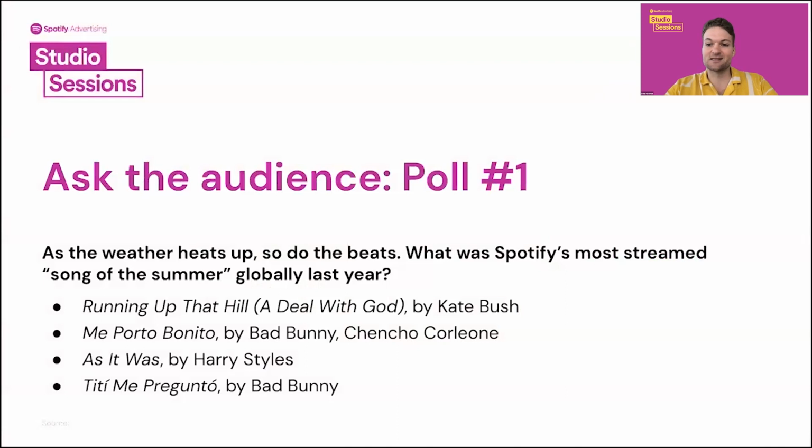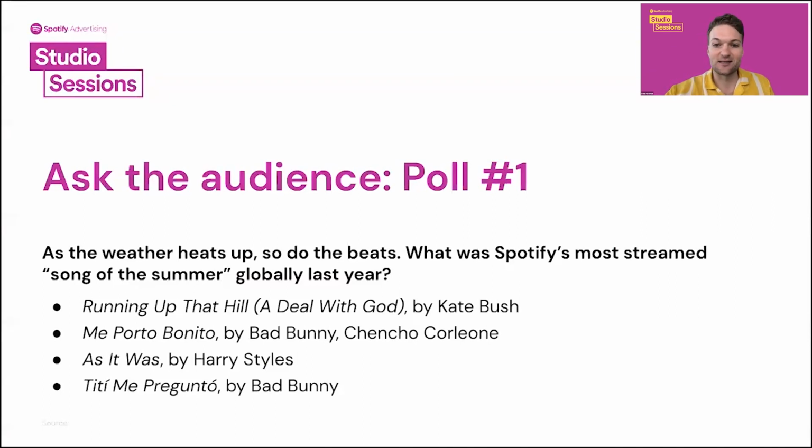So before we dive into some of our content here, we have a question for you. This is the first of a few polls throughout the presentation. We want to learn a little bit more about you and also show some of the power that Spotify's data provides. So our first question is, what do you think Spotify's song of the summer was last year? And to qualify, we're just looking at what's the most streamed song out there. So first up, we have Running Up That Hill by Kate Bush, super popular with the last season of Stranger Things. We have Bad Bunny with Me Porto Bonito. We have As It Was by Harry Styles. And then we have Bad Bunny again with Titi Me Preguntó.